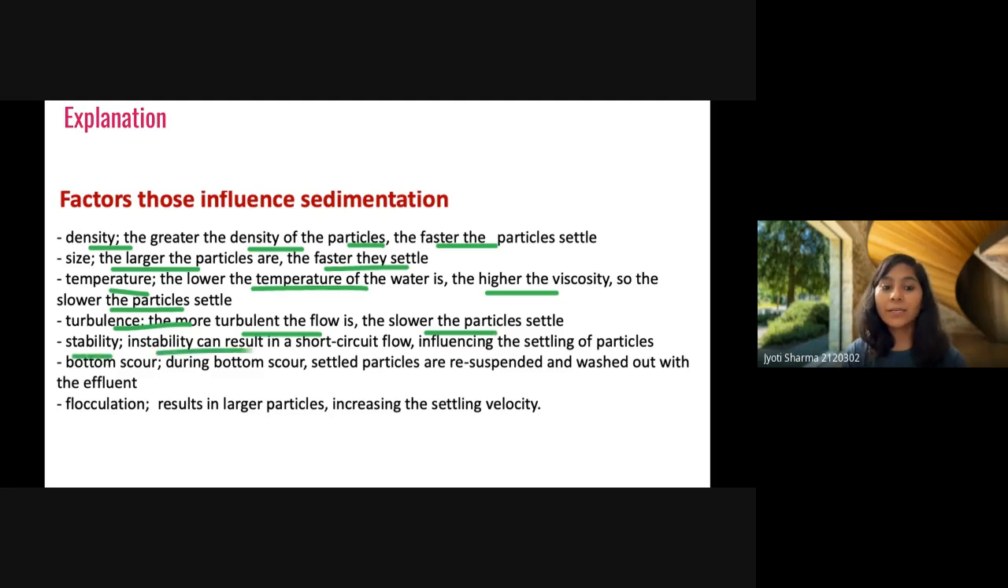Stability: instability can result in short circuit flow. Bottom scour: during bottom scour, settled particles are resuspended. And flocculation results in larger particles, and that will increase the settling velocity. So these are the different factors by which sedimentation will be impacted.